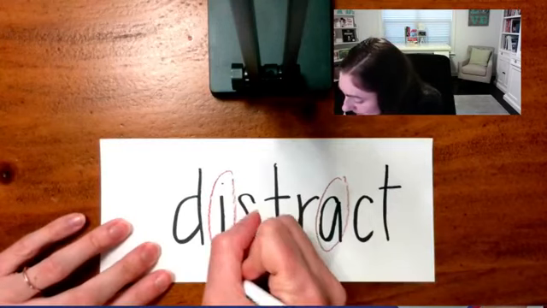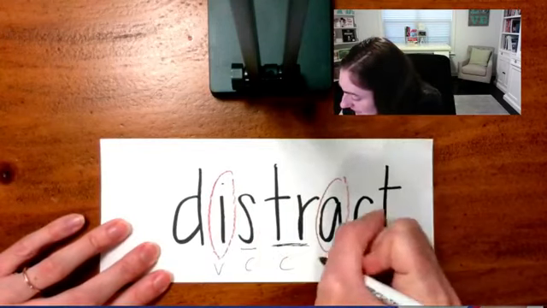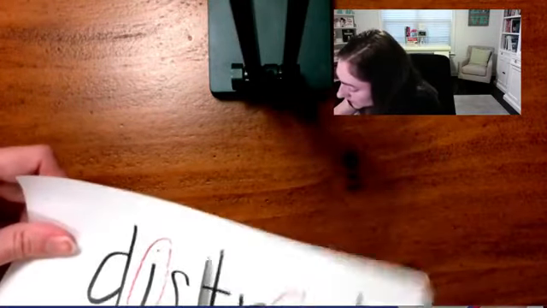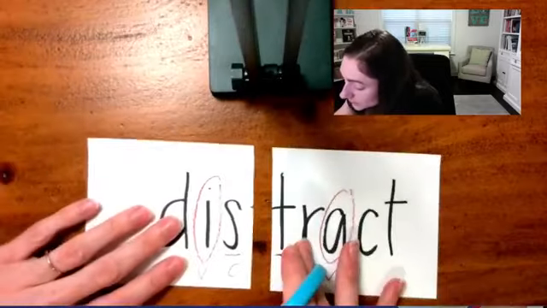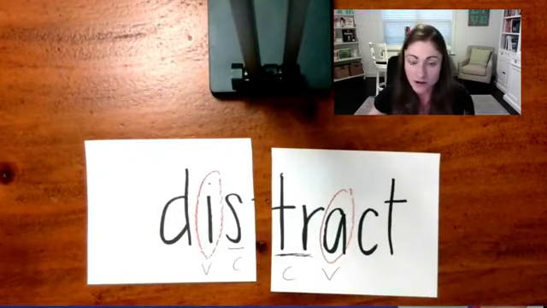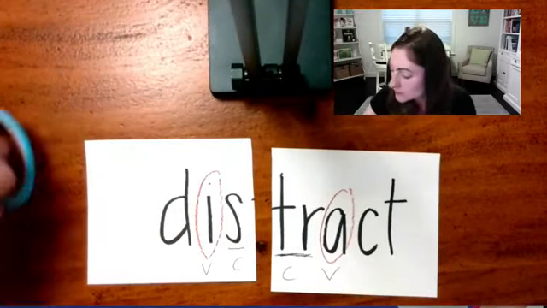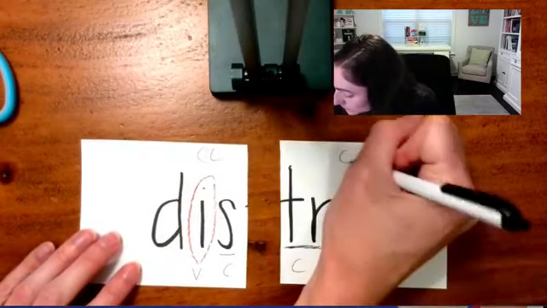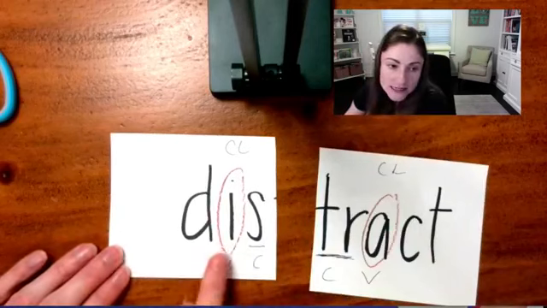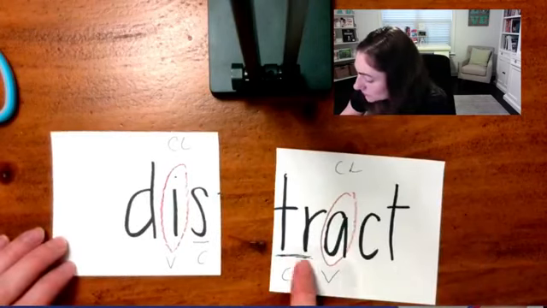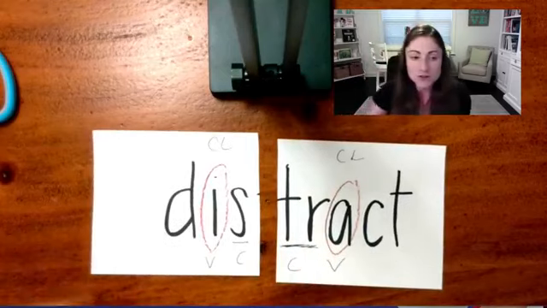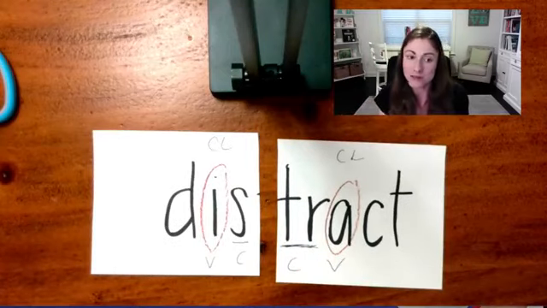So we can still use the VCCV rule, just like before. We cut between the consonants, and again, it's a little bit tricky because we have a blend, not one sound, 2 separate sounds. But now we have our syllables. We have closed, so we have dis, tract, distract, right? And so this is how From Sounds to Spelling deals with it.